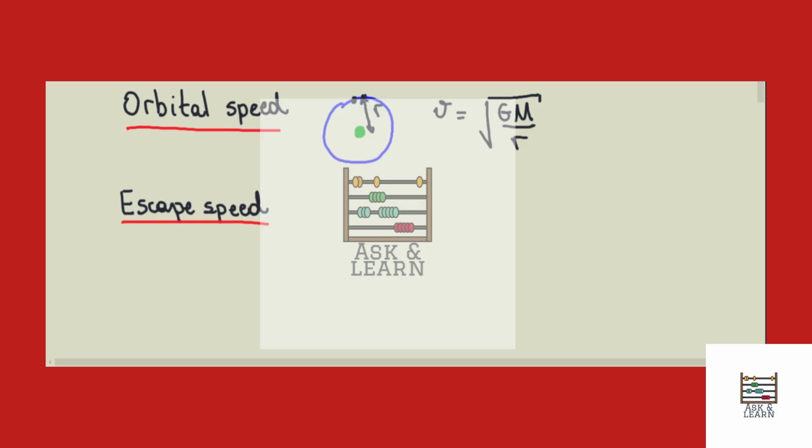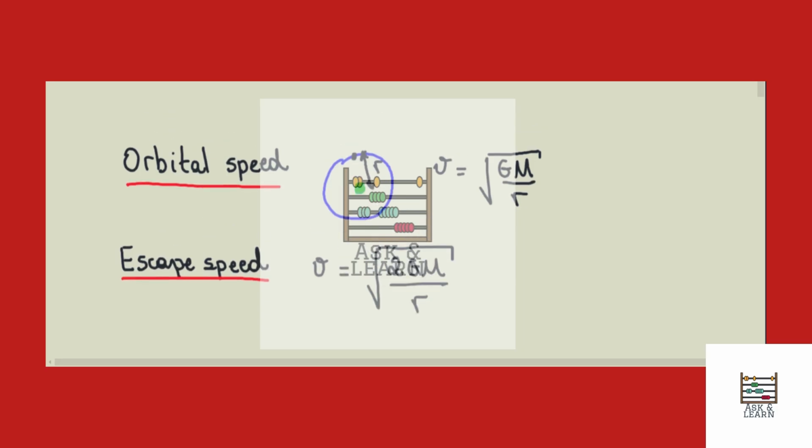Also, given that a body is located at a certain distance r from a planet, the speed it needs in order to escape the orbit of the planet is equal to the square root of 2GM divided by r. So now we can actually go on to the exercise.